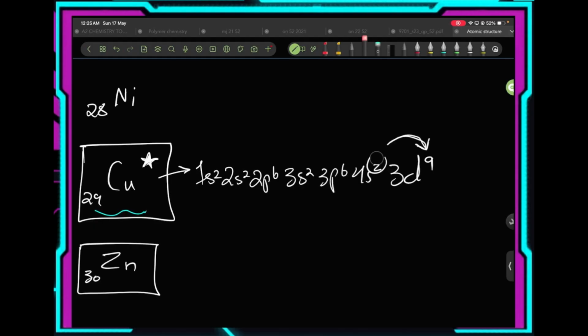So in copper's case it should be 4s1 and 3d10, and then at the end what do you do? 4s goes out, 3d comes inside. Is that clear? Yeah.